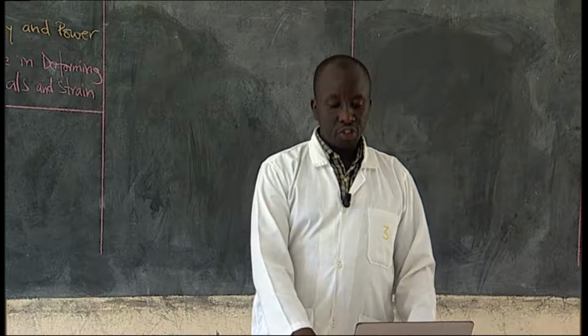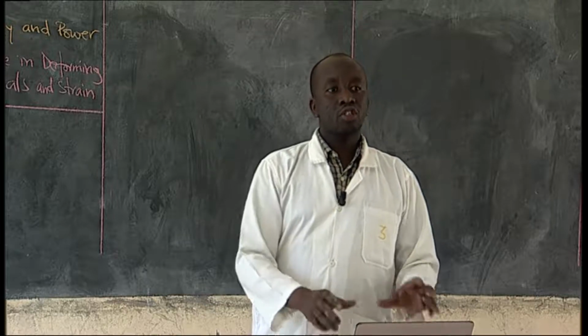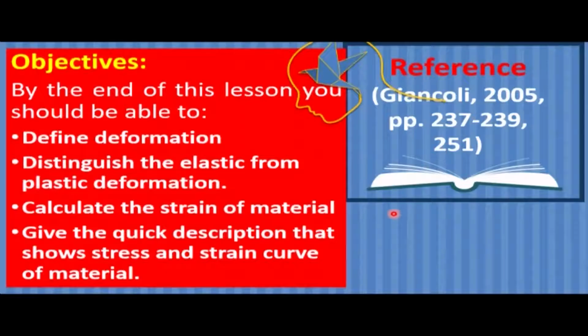So students, I want you to check this in the books. We have this book, this is Giancoli. Of course, it is a book that some of you may not have at home, but whenever you go back to school, you will check this lesson in the book. This is page 237 up to 239, and you go to page 251 for some exercises and examples.